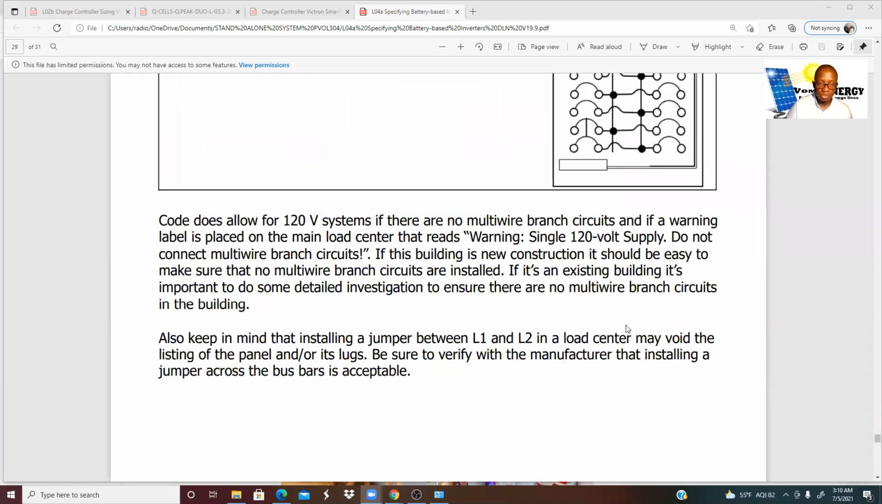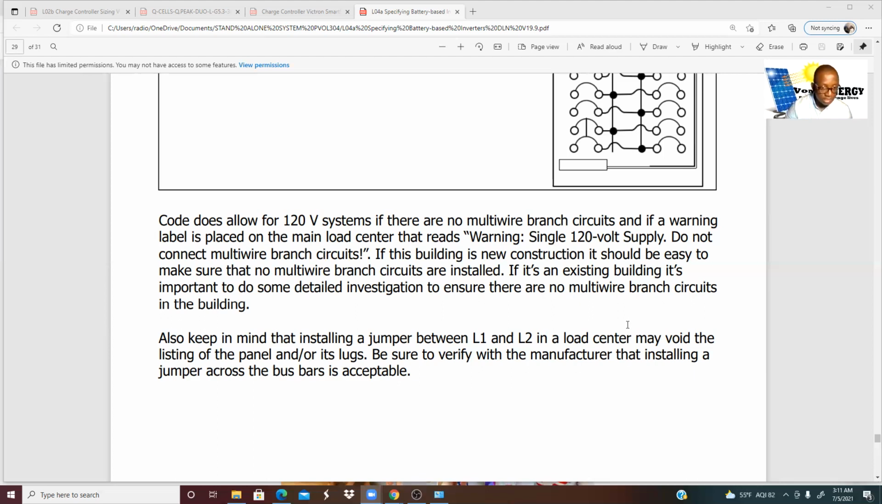Code does allow for a 120 volt system if there are no multi-wire branch circuits, and if a warning label is placed on the main load center that reads: warning, single 120 volt supply, do not connect multi-wire branch circuits. If this building is new construction, it should be easy to make sure that no multi-wire branch circuits are installed. If it is an existing building, it is important to do some detailed investigation to ensure there are no multi-wire branch circuits in the building.